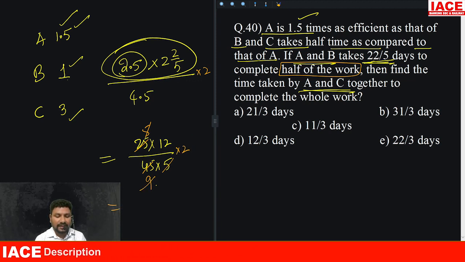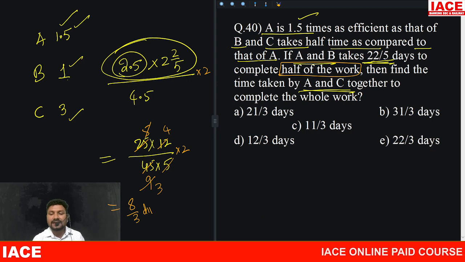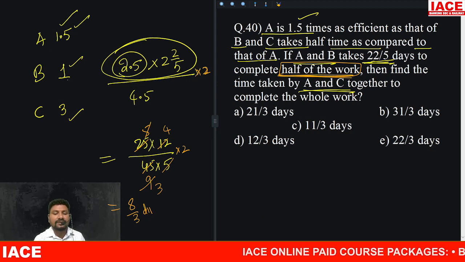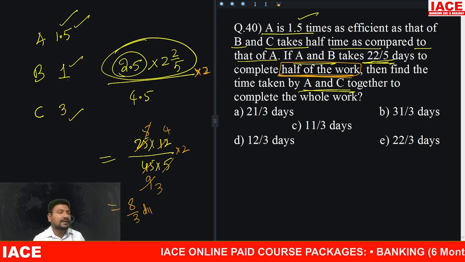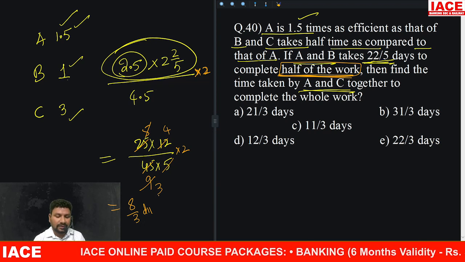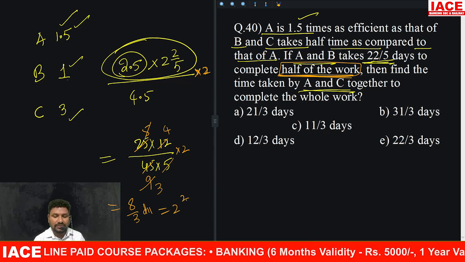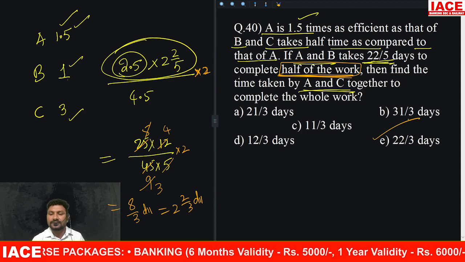Now, 3 3s are, 3 4s are, 4 2s are equal to how many days? 8 3 by 5 days. Okay, because they mentioned half work, that's why I multiply with 2. For full work purpose, it's the double time. Then into 2 into 2. 8 by 3 equal to how many days? 2 by 3 days. 2 by 3 days means option E is right.